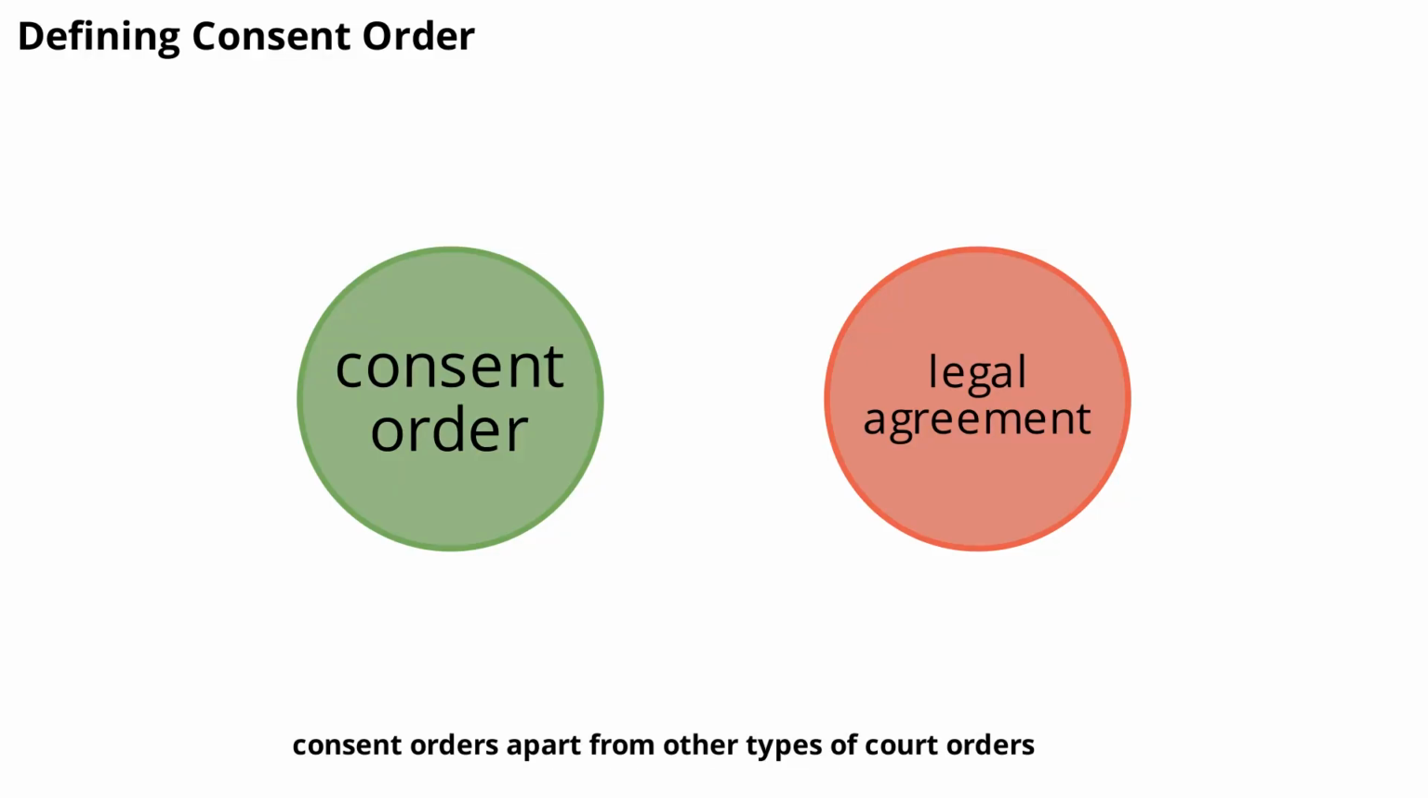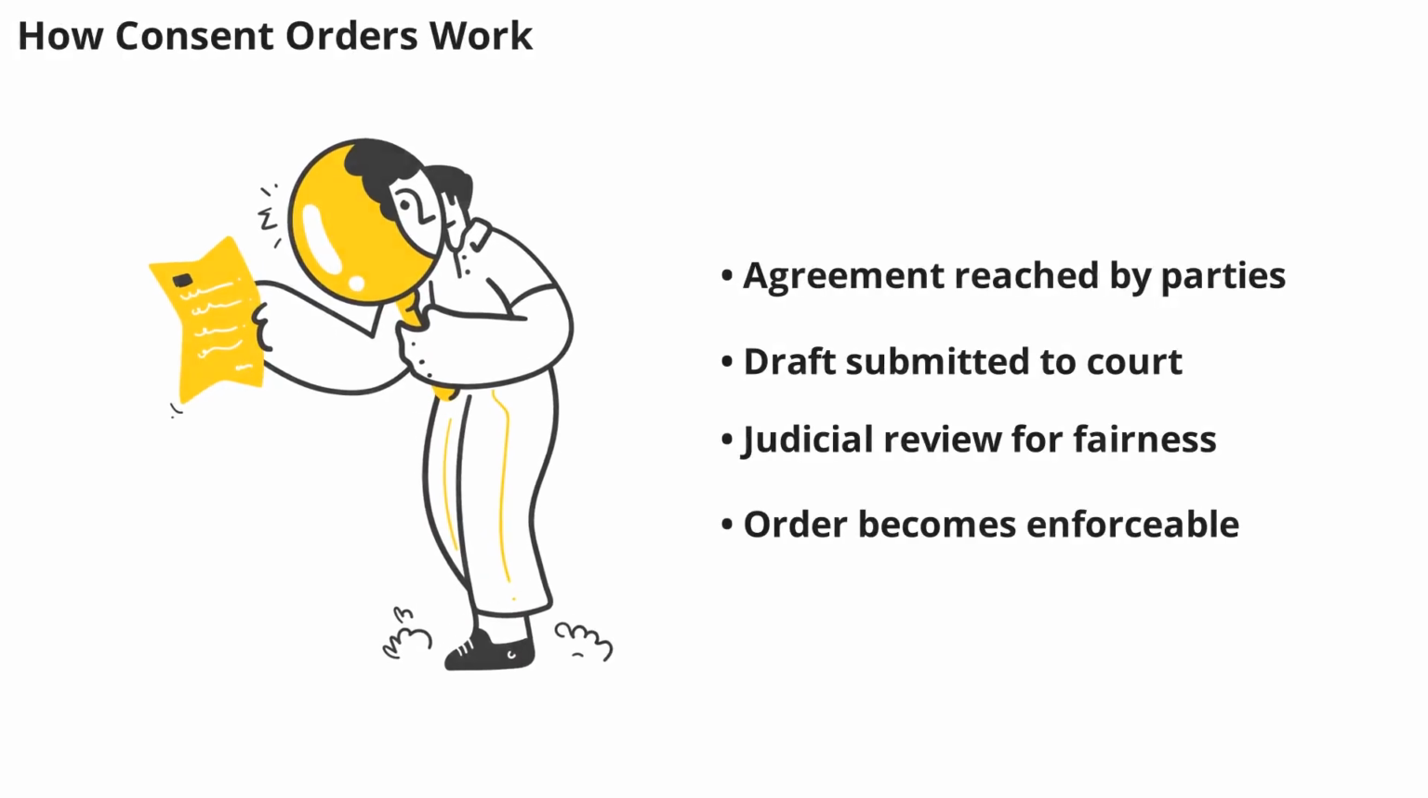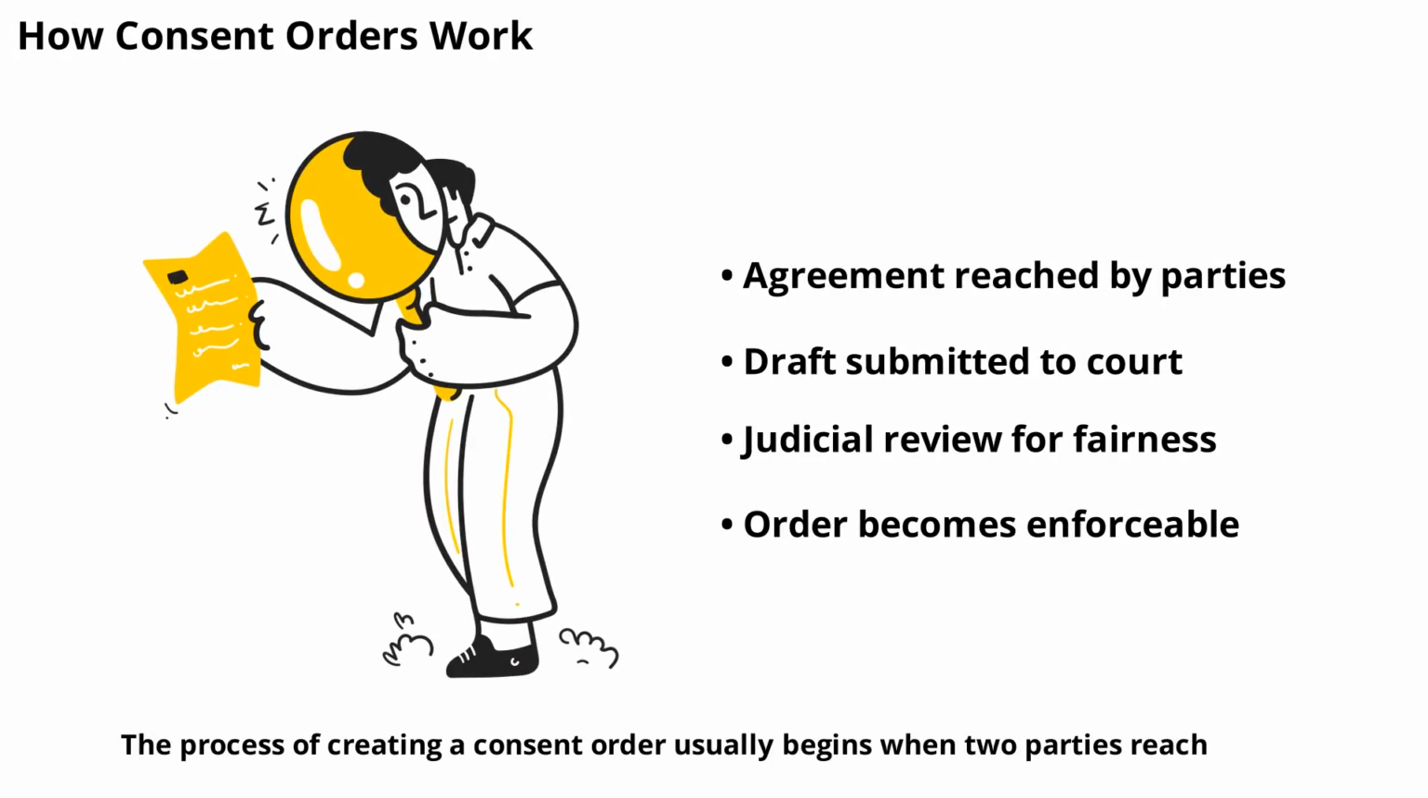Let's look at the main features that set consent orders apart from other types of court orders. Consent orders stand out because they are voluntary, meaning both parties agree to the terms before submitting them to the court. This cooperation often leads to quicker resolutions and less animosity. Once the court approves the order, it carries the same legal weight as any other court order. If either party fails to comply, the other can seek enforcement through the legal system. Consent orders are also flexible, allowing parties to tailor solutions to their unique circumstances, rather than relying on a one-size-fits-all judgment from a judge.